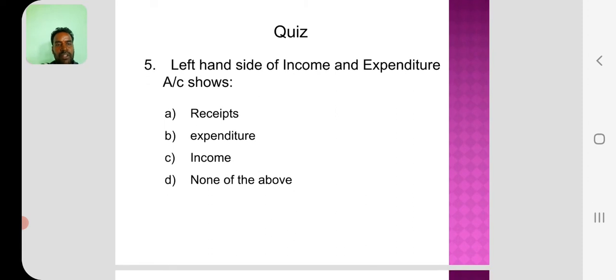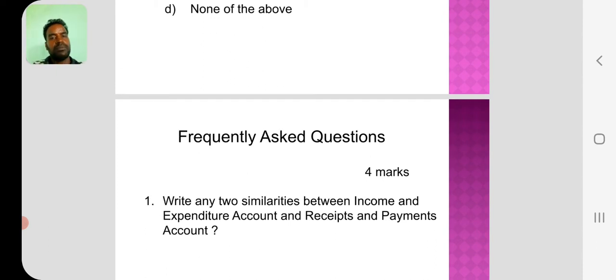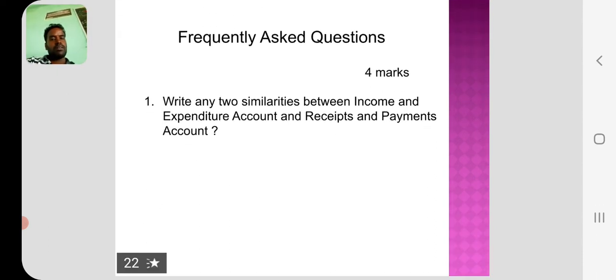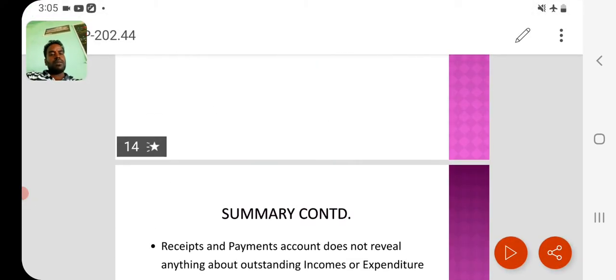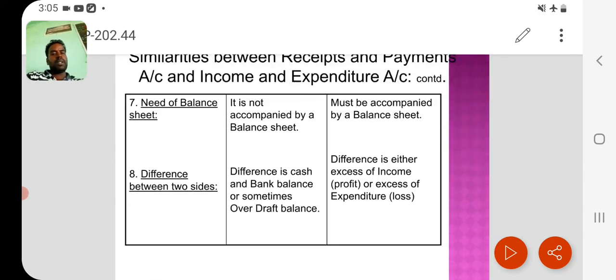The left hand side of income and expenditure account shows: A, receipts; B, expenditure; C, income; D, none of them. Expenditure. The first column on the left hand side is expenditure. See here, once again I am repeating.